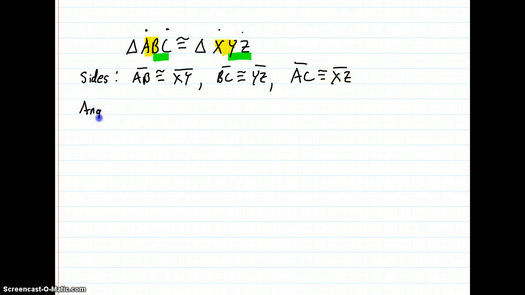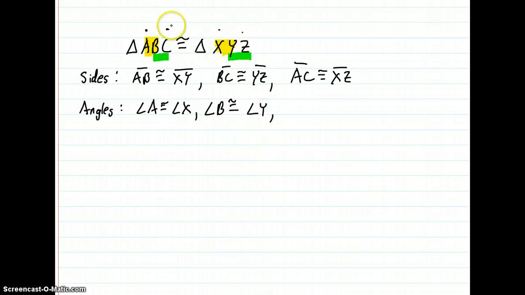The angles are the easy one, because it's just the first with the first, the second with the second, and the third with the third. So take the first, angle A, congruent to the first, angle X. The second, angle B, the second, angle Y. And the third, angle C, is congruent to the third, angle Z.